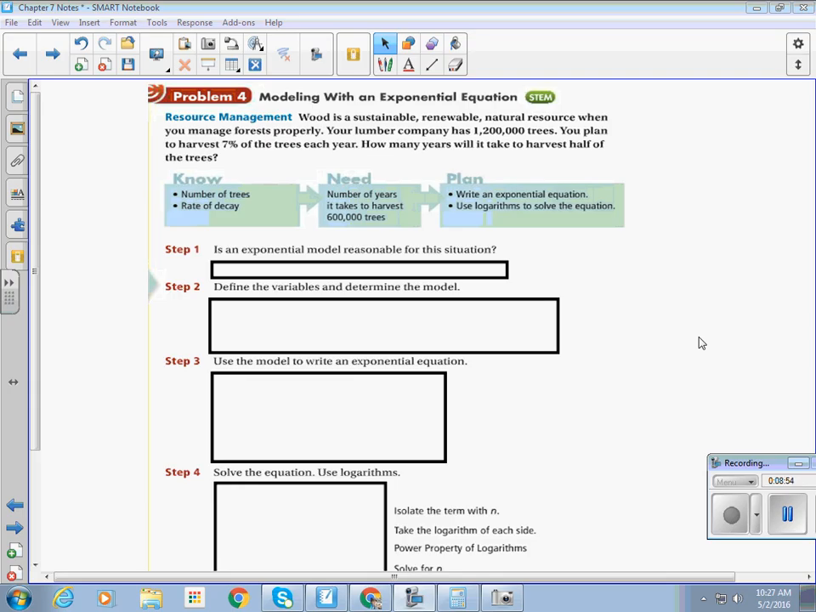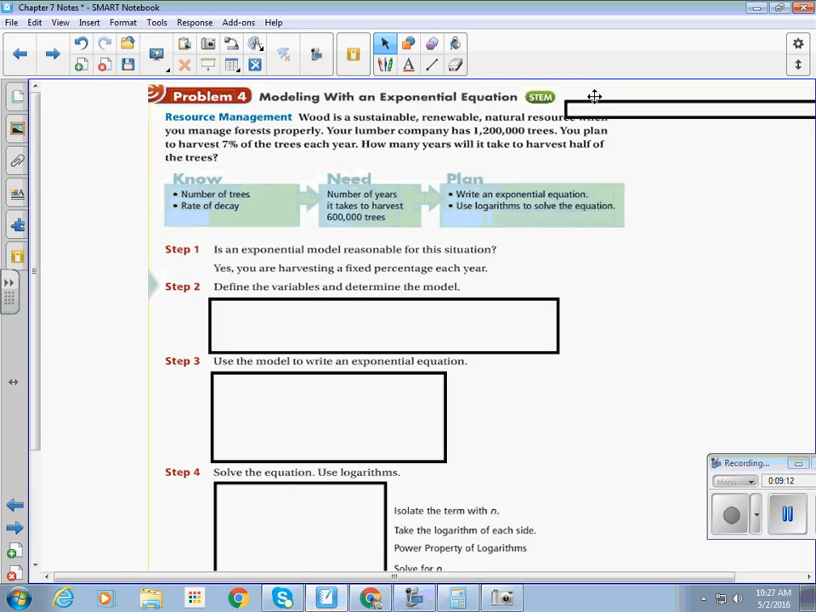We know the number of trees and we know the rate of decay. We need to know the number of years it takes to harvest 600,000 trees. And we're going to write an exponential equation and then use logarithms to solve. So we're going to use the decay formula.